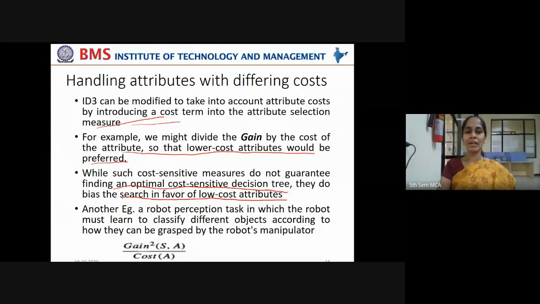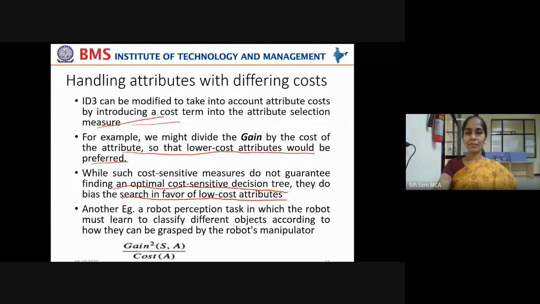This is one disadvantage. When we take these low-cost or cost-sensitive decision trees, they may not guarantee us optimal decision trees. Why? Because we are having a bias towards low-cost attributes. We are trying to eliminate the usage of high cost attributes because they don't provide good information gain. So our tree will obviously be biased towards these low cost attributes only.